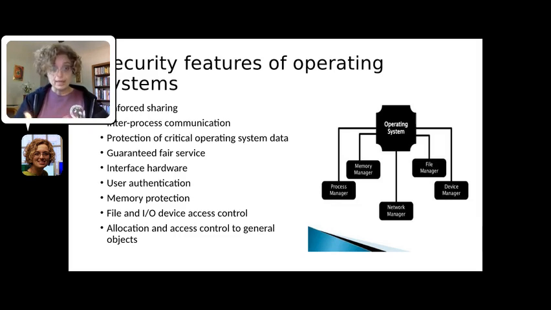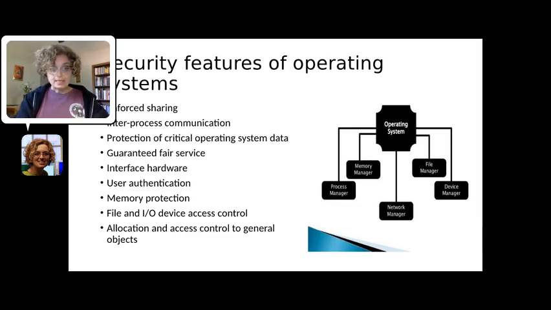Protection of critical operating system data can be done with protection from unauthorized access, the read-write permissions that we have already discussed when we were talking about access controls, read-write-execute, actually. And then this protection can be guaranteed by using encryption, hardware control, and of course, isolation of parts.